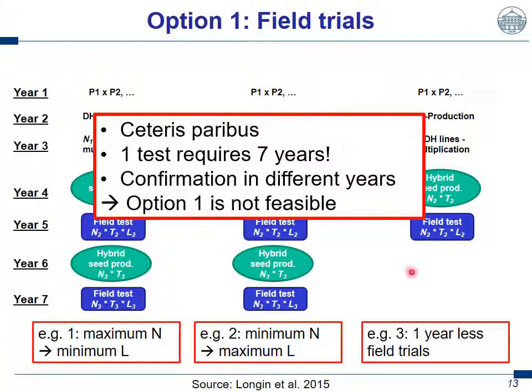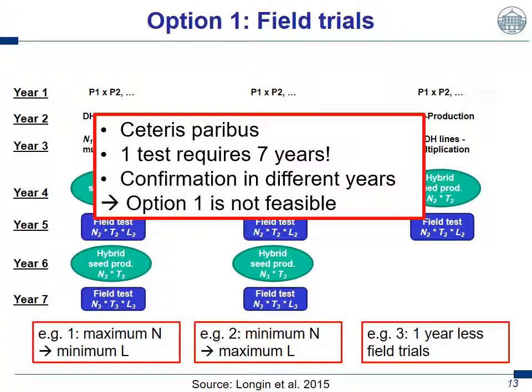And looking at the time schedule here, one test requires 7 years. That means when I start now and I want to know the results, I have it in 7 years. And then I have it just from one run. Thus, I should even test it in different years. But that is clearly impossible to be done. I cannot wait 7 years to make important decisions. Especially when we make same crosses in different breeding schemes, this is not a very effective use of money.